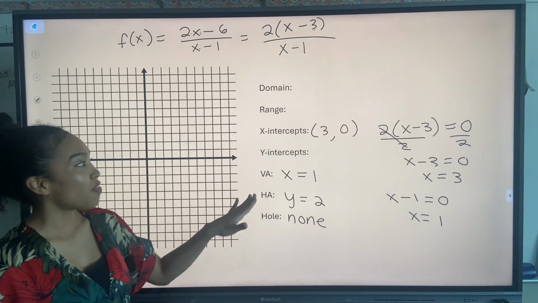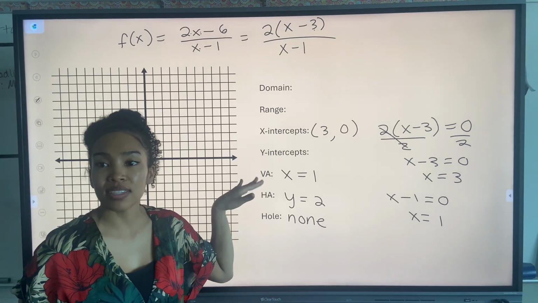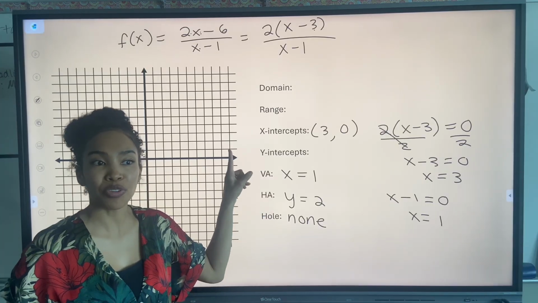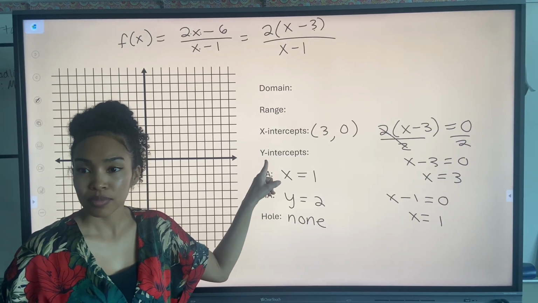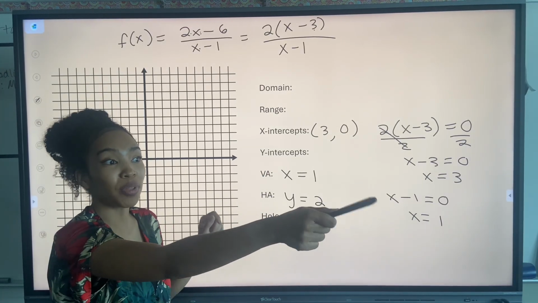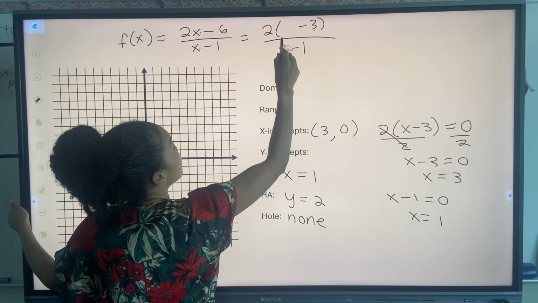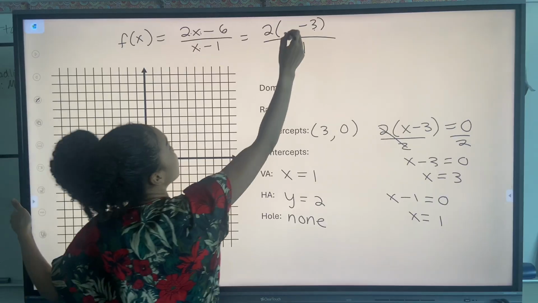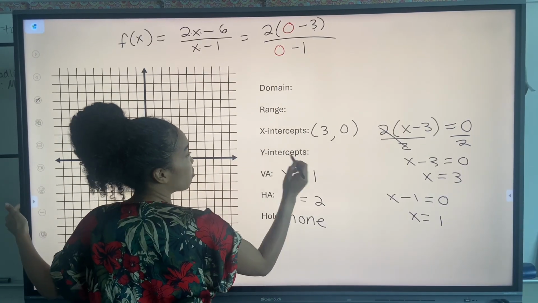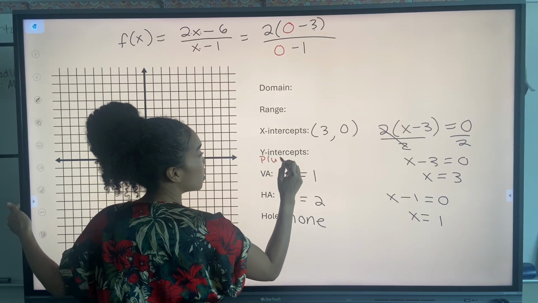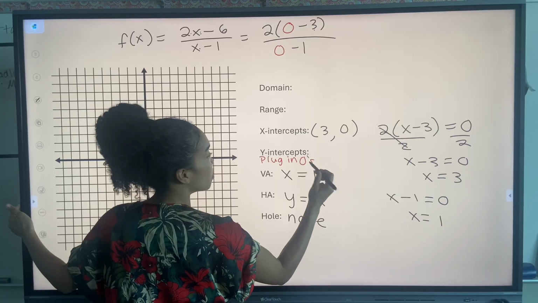Okay. Finally, the y-intercepts. We did this last class. How do you find y-intercepts? You plug in zeros. So guys, look. I'm going to erase these x's. Plug in zeros. For y-intercepts, you plug in zeros.